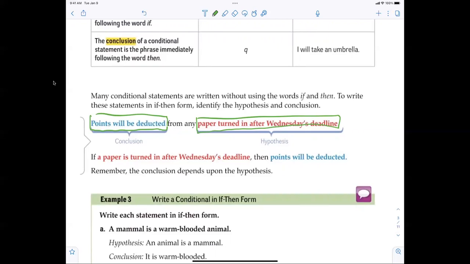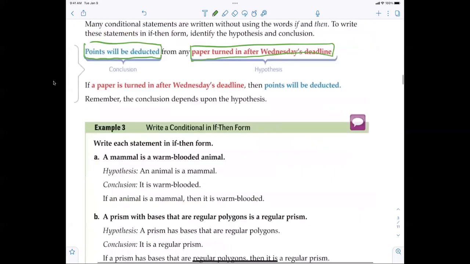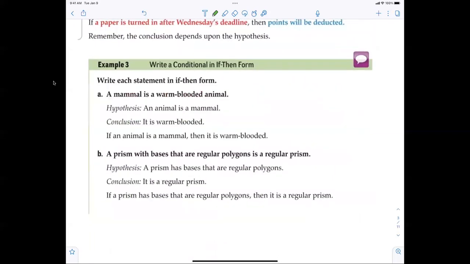Okay. So now we kind of work down here for a couple of the examples. All right. A mammal is a warm-blooded animal. If an animal is a mammal, then it is warm-blooded. That's how you're going to write it as a conditional. A prism with bases that are regular polygons is a regular prism. Does everybody see that? I don't want to bore you to death with that. So let's move on.